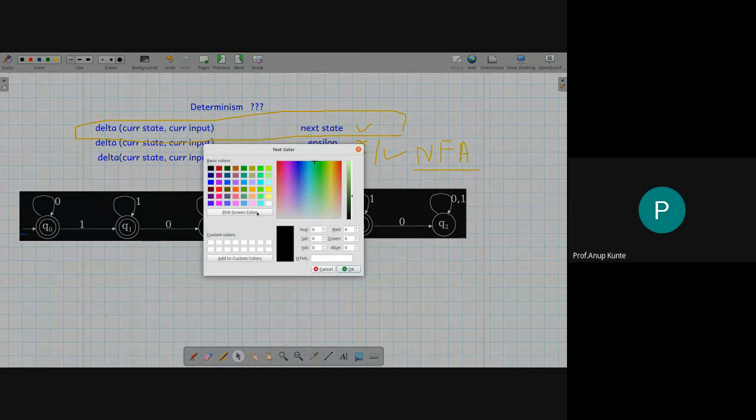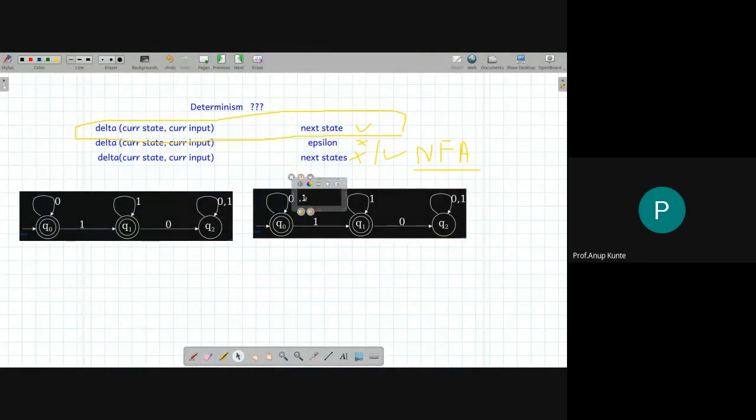Do I have a white color for this? Yes, I do have a white color. Okay. So if I add a label like this, sorry. Okay, what happened? It's not actually moving. I wanted it to move, but it's not.